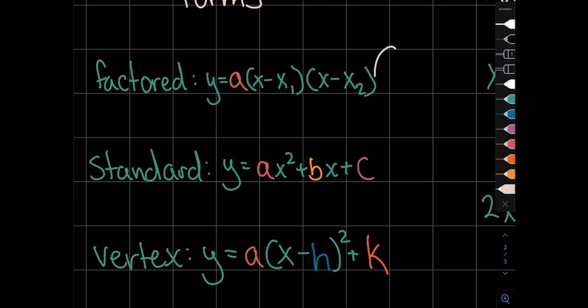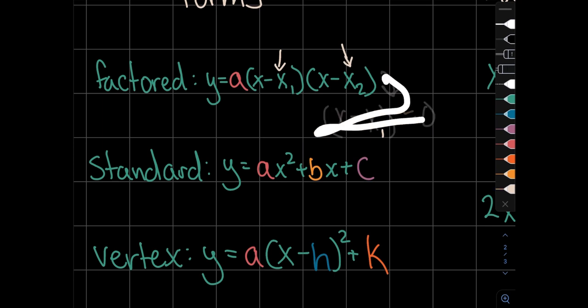Now your factored form can tell you what your zeros are. That's why I marked x1 and x2. If you set x minus x1 equal to 0, and then set this one also equal to 0, you can find the so-called zeros or solutions of this equation.